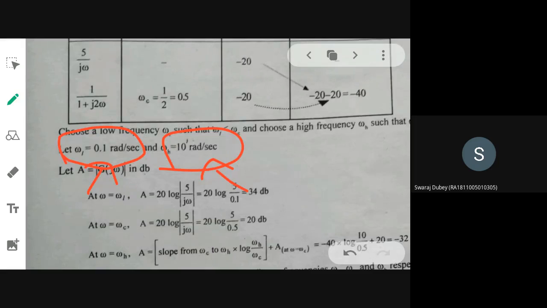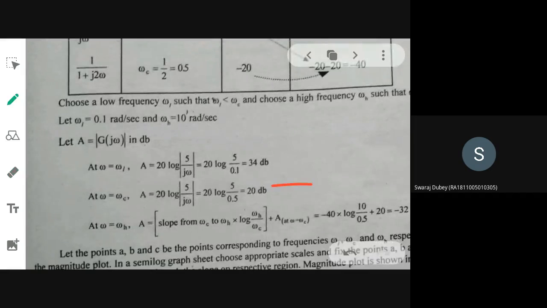10 radians per second. Next you need to calculate the value of gain. Up to the first corner frequency, the gain will be contributed by the first term only. So what is the first term that you are having?